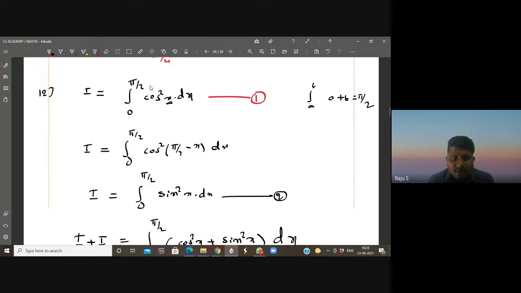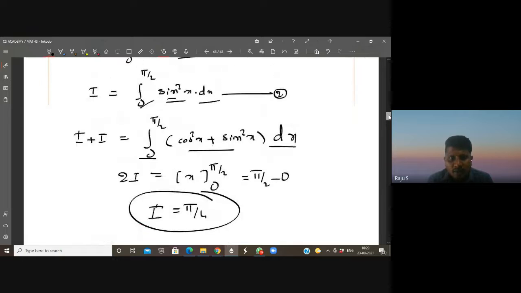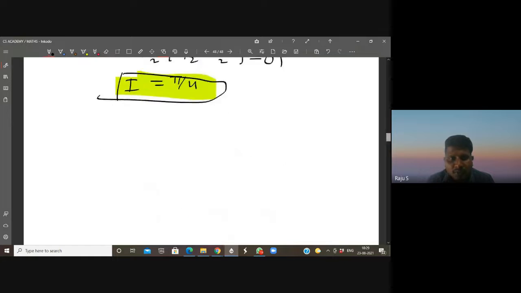Just replace x by pi by 2 minus x. That's all. In place of x, substitute 0 plus pi by 2 minus x. That I have replaced, I got sine square. The given question is equation 1. After replacing, that is equation 2. Adding both the equations, the left side is I plus I, 2I. In both the equations, the integral is common, dx is common. So remaining here cos square plus sine square, which is 1. The integral of 1 is x from 0 to pi by 2. Okay, I can explain, no problem.